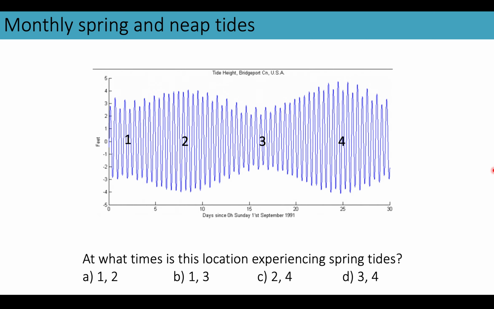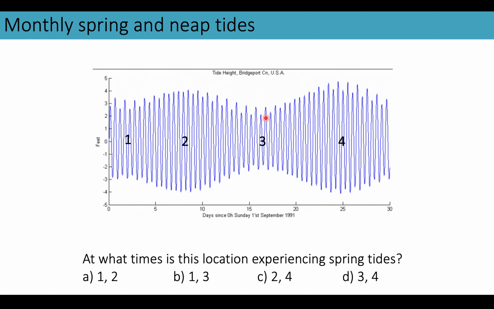So what you should be noticing, as I pointed out earlier, this is the same graph from a couple slides ago. At positions 2 and 4, it looks like there's a very big difference between high tide and low tide in terms of tidal height. Whereas at 1 and 3, the change is not as severe.